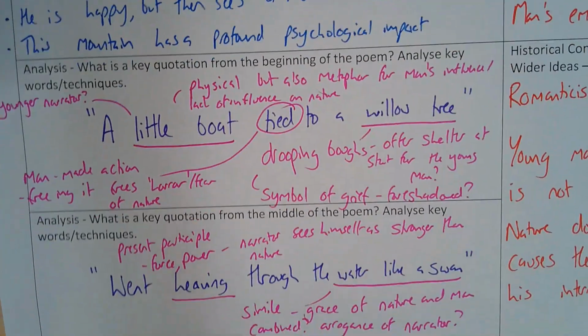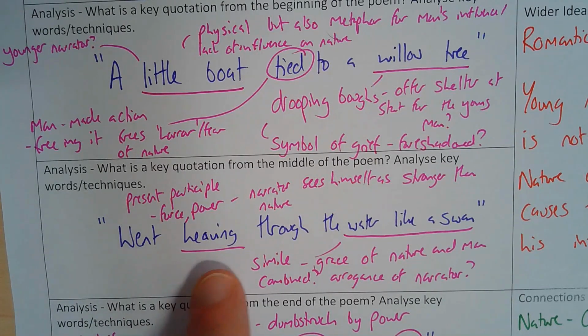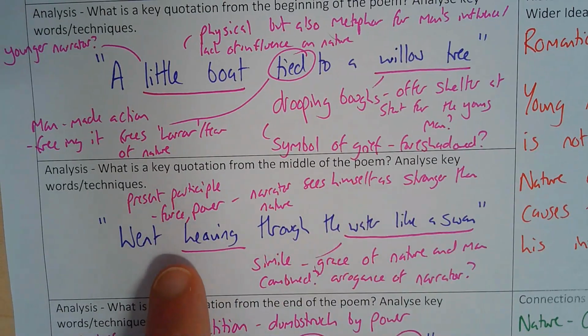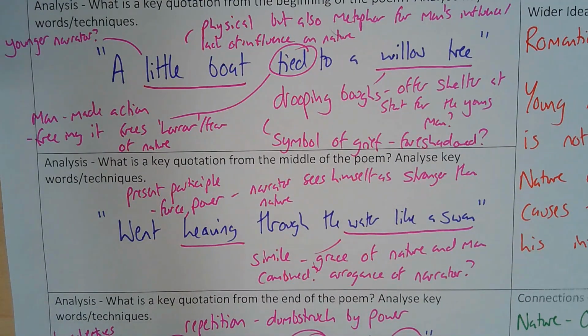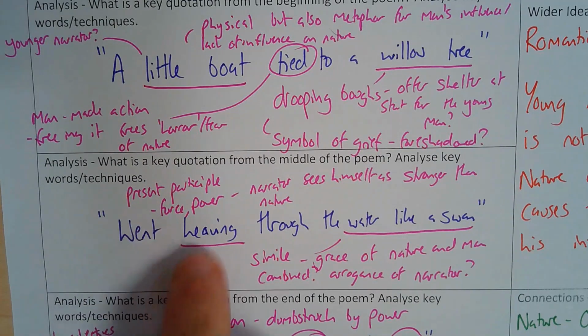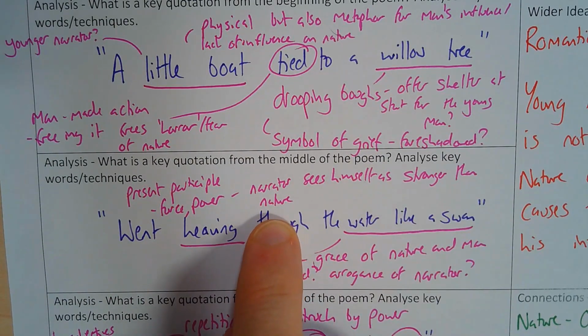And of course, he's enjoying himself on the boat to start. We've got elfin pinnaces, we've got lustily, things like that. But the one I picked out is "went heaving through the water like a swan." Heaving, that present participle, showing a real strength, force, power. Our younger narrator thinks that he is in charge of nature. He is stronger than nature at this point. And he's going through the water like a swan.